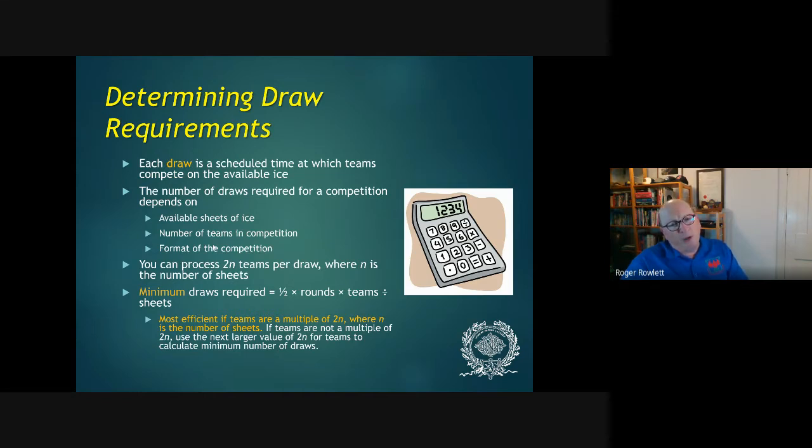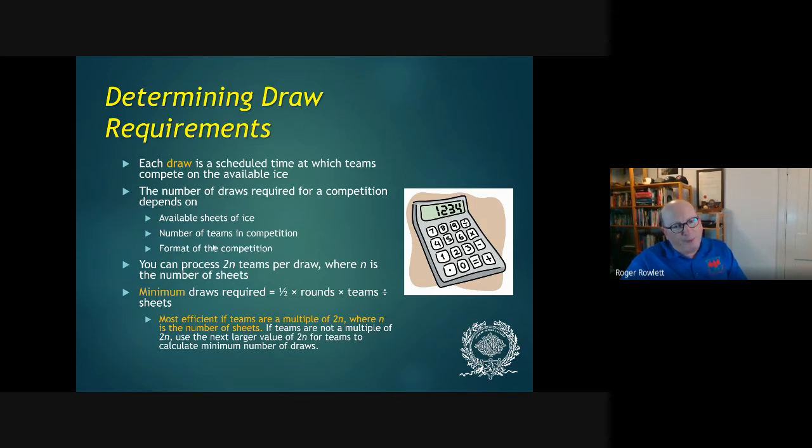So if you can arrange for a multiple of twice the number of sheets you have, some multiple of that, it makes life really easy. Other magic numbers for Bonspiels are powers of 2. So 8 or 16 are really nice numbers to run Bonspiels without having lots of byes.